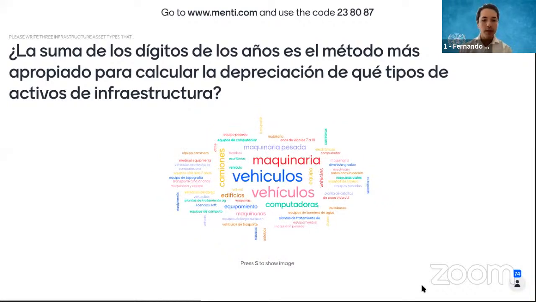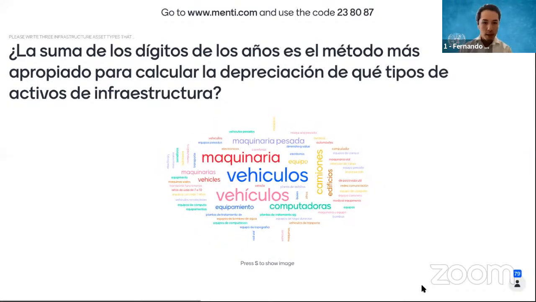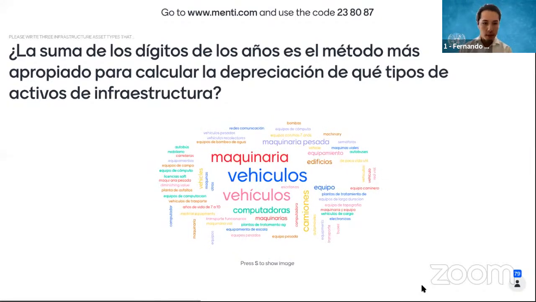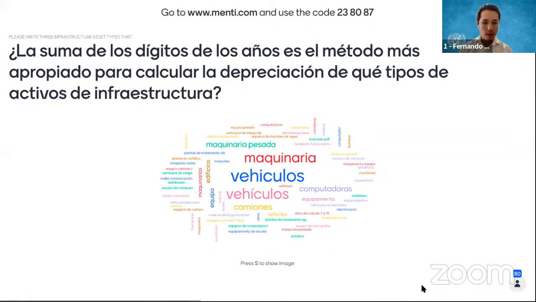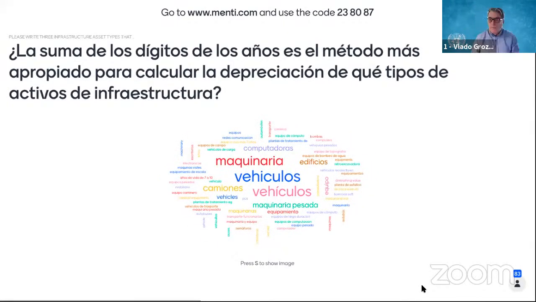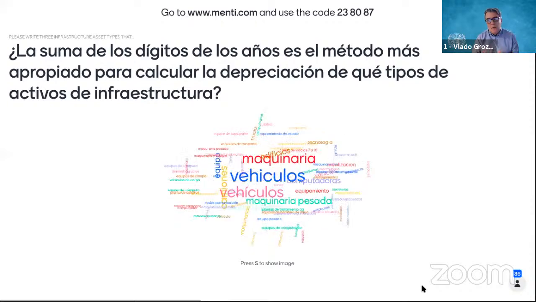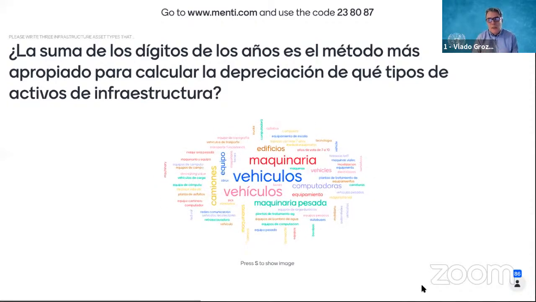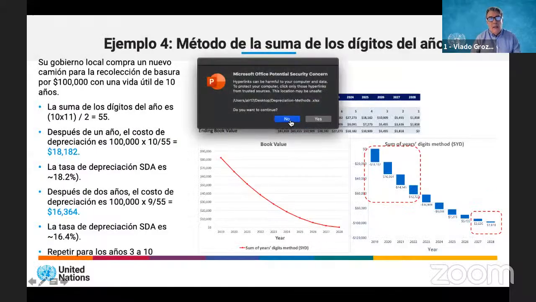So Vladimir, some of the most common responses are vehicles. Trucks also appear as a frequent response. Computers, equipment, but especially vehicles, trucks, computers. That's right, yes. Most of it is for equipment like vehicles and equipment which can last for a longer period of time. But there is another, next slide, please. Thank you, Fernando.